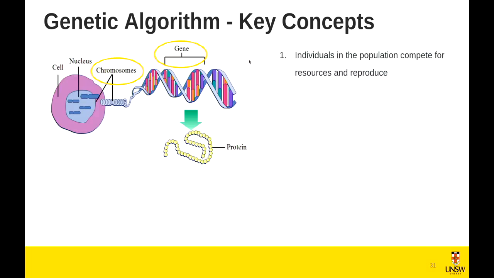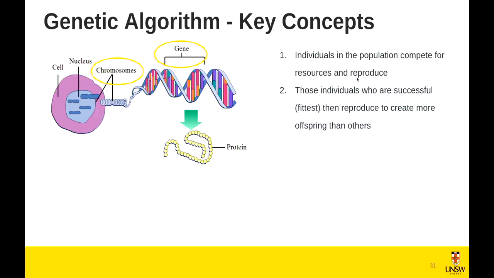So first, when we do genetic algorithm, we need first individuals in the population. We have multiple individuals in the population, and they need to compete for resources and reproduce. Those individuals who are successful are counted as fittest, and then reproduce to create more offspring than others. This may seem unfair, but this is an algorithm. This is not our society.